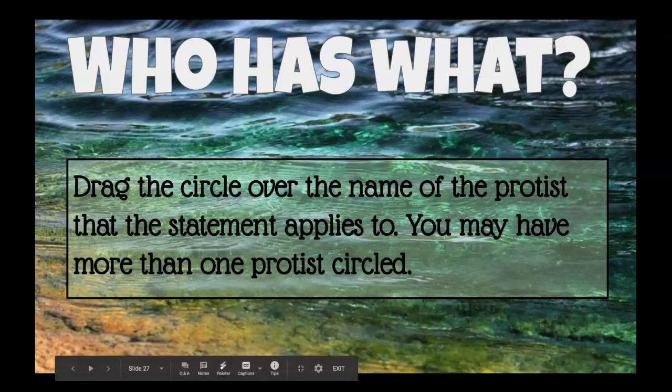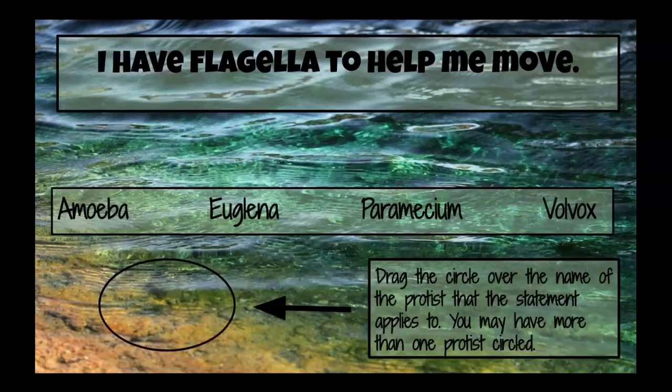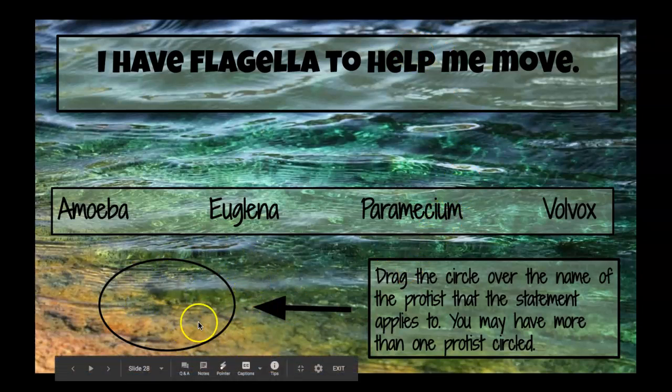Now, who has what? You're going to see a little circle on the next slide, and you're going to drag it over the name of the protist that the statement applies to. You may have more than one protist circled, so this isn't just going to be a one answer. Some of them may have more than one answer. So here, I have a flagella to help me move. So you're dragging this circle to the name of the protist it applies to.